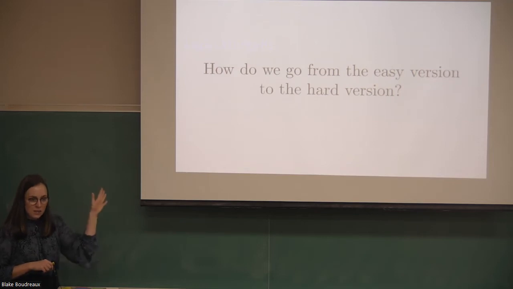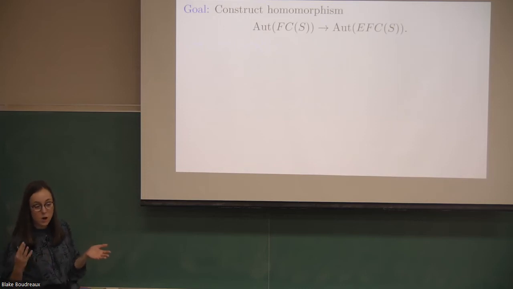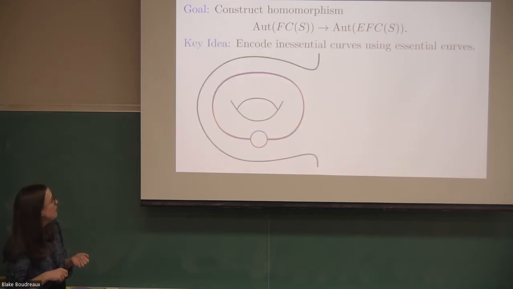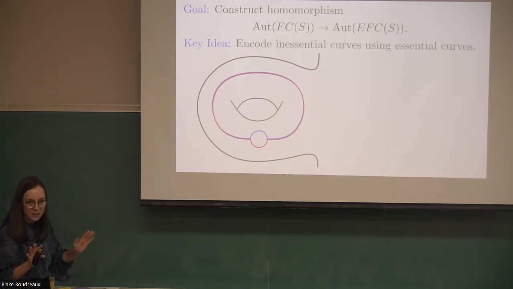So now how do we go from this easier version to the hard version? Well, what we're going to do is construct a homomorphism from the automorphisms of the affine curve graph to the automorphisms of the extended affine curve graph. And we do this by defining something that we like to call a bygone pair. So on this piece of a surface here, there are two curves, the red curve and the blue curve. The red curve and the blue curve are exactly the same on this interval here. I know it doesn't look like it in the picture, but they are exactly the same. Outside of that interval, they're allowed to differ and do whatever they want.